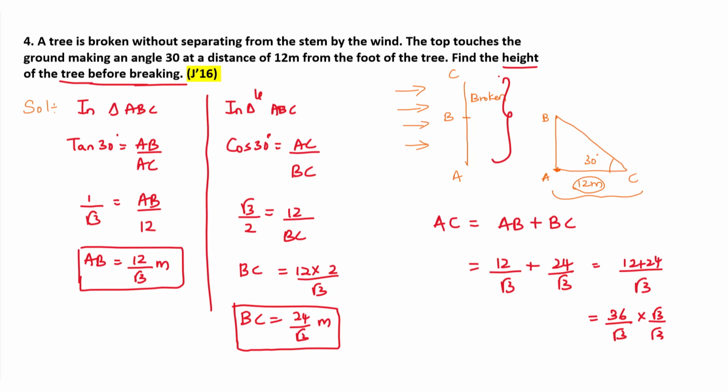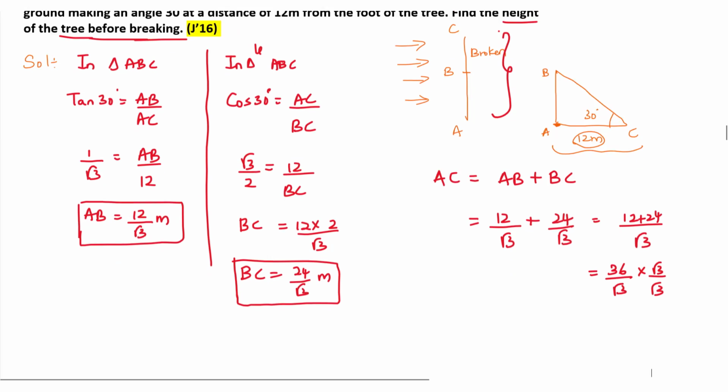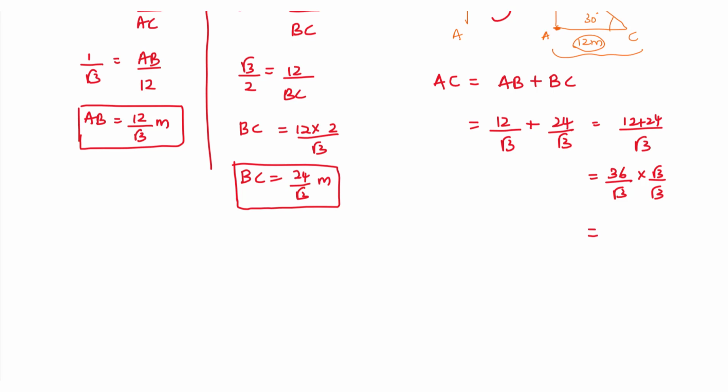Rationalizing it, root 3 by root 3, we get 36 root 3 by 3. 3 ones are 3, 3 12s are 36. Hence our answer is 12 root 3 meter. Therefore height of the tree before breaking is 12 root 3 meter.